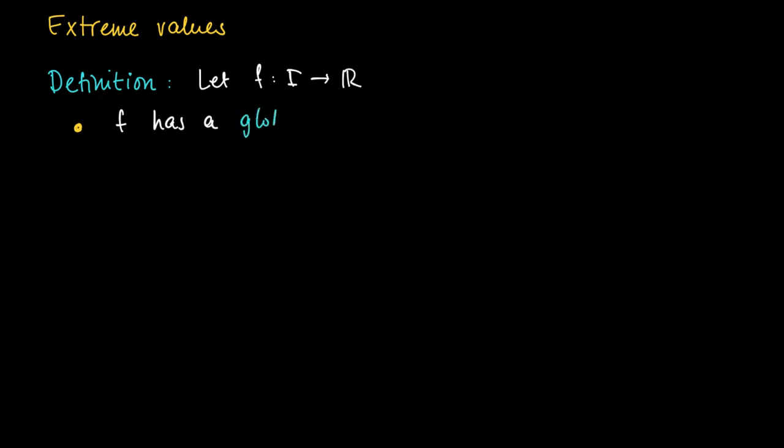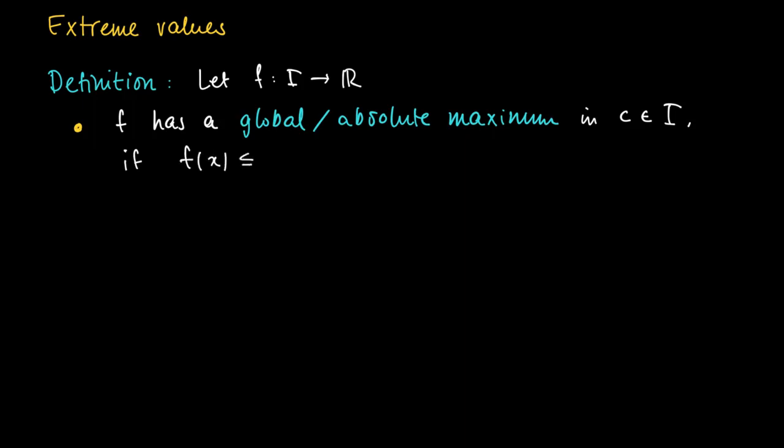Then we say that f has a global or absolute maximum in some value c. Global or absolute means the same thing. A global or absolute maximum in some c in I, if it holds that it is basically the maximum value of the function on this set I. So for any value x in the domain of the function, we have that f(x) is at most f(c).